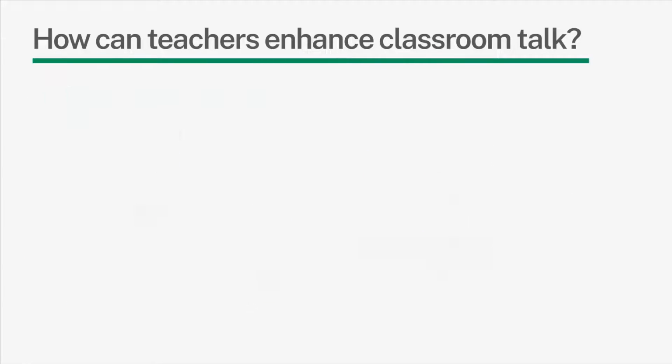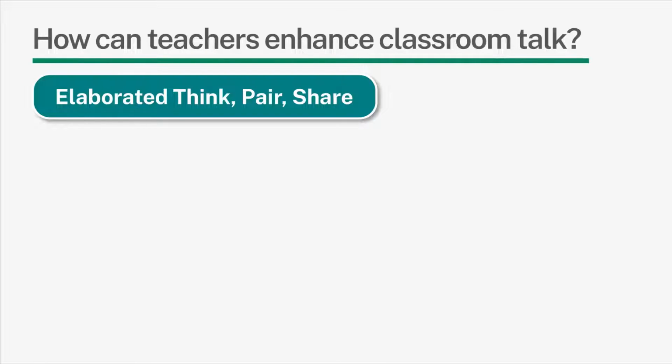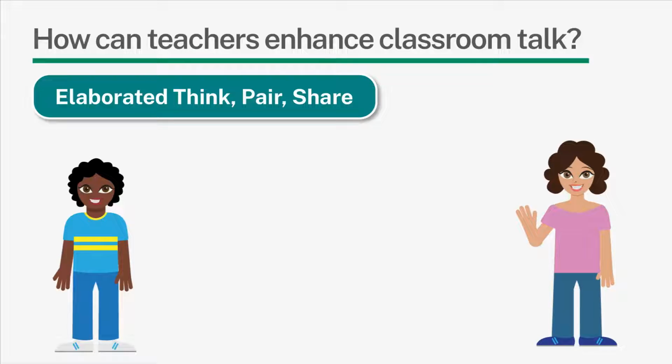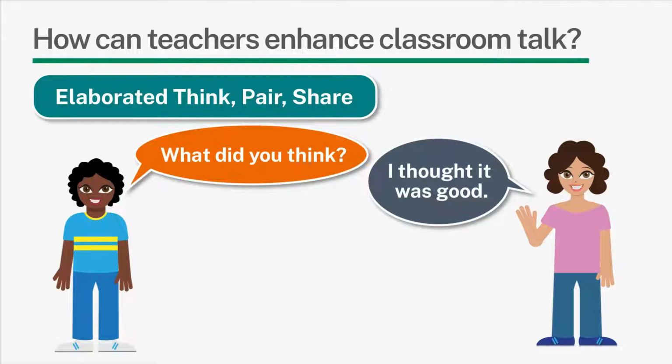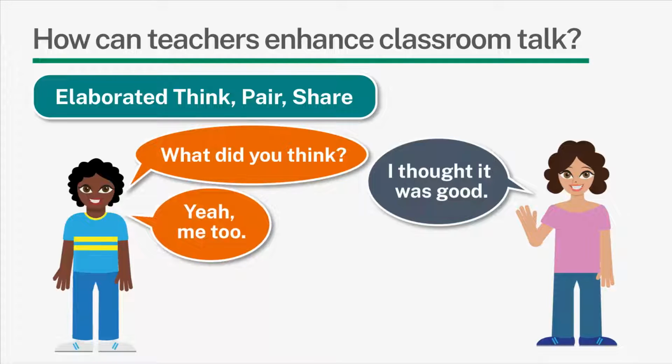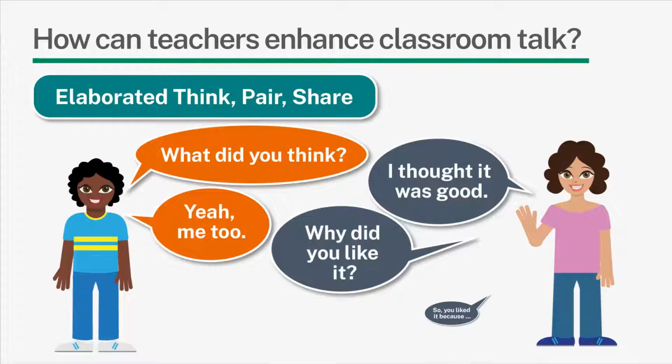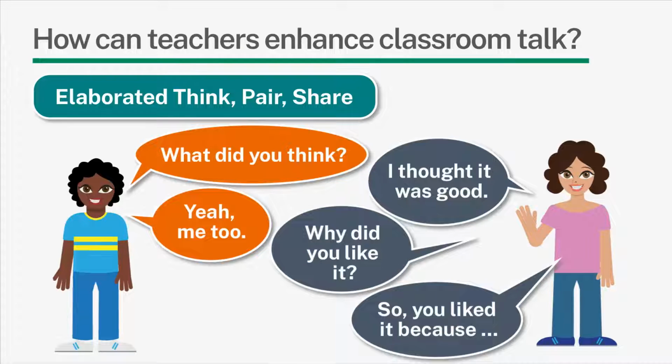So, how can teachers use the talk moves in class? Elaborated think, pair, share. In a typical think, pair, share, one learner shares an idea, and the other learner shares an idea, and then they're usually done talking. Improve the quality of the think, pair, share by requiring learners to ask each other at least one clarifying question and one supporting question during the pair share to extend the conversation.